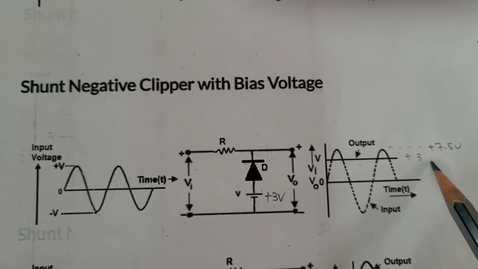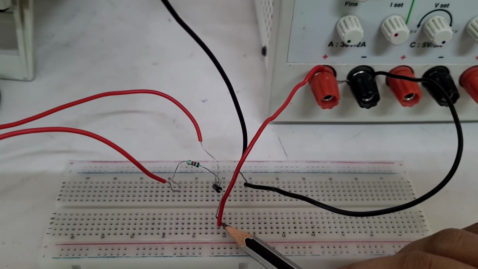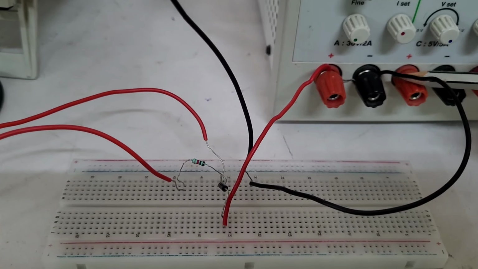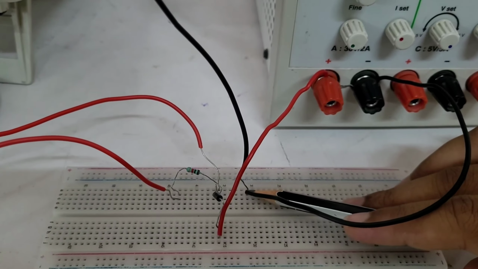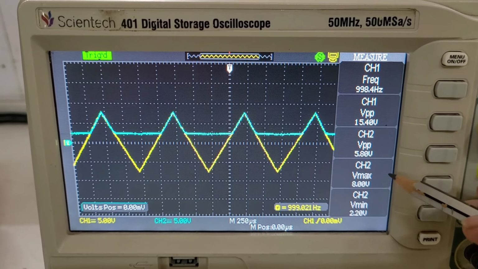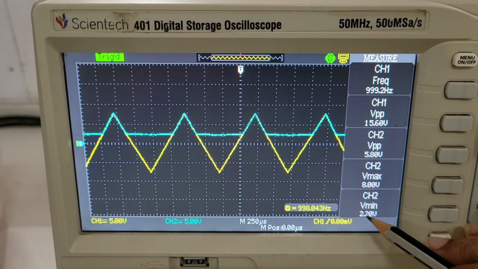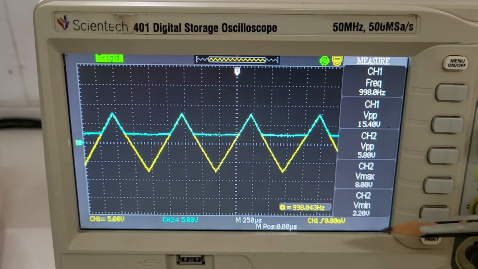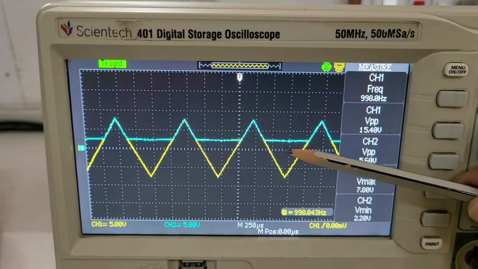The circuit connections are like this. The DC bias voltage of positive 3 volt is connected to anode of the diode, and the negative of the DC bias voltage is connected to all common ground. As you can see, the output waveforms are like this. If we observe, the V maximum voltage of output is 8 volt and V minimum is coming around 2.20 volt. So in this way, this clipper circuit is clipping the negative portion up to the positive bias voltage, which we had given, 3 volt.